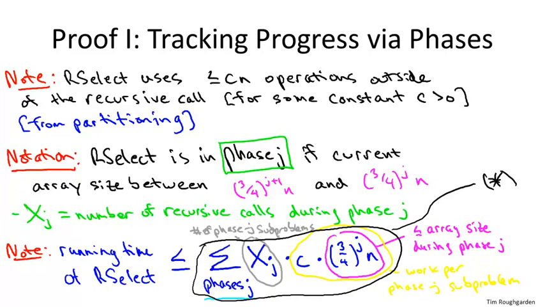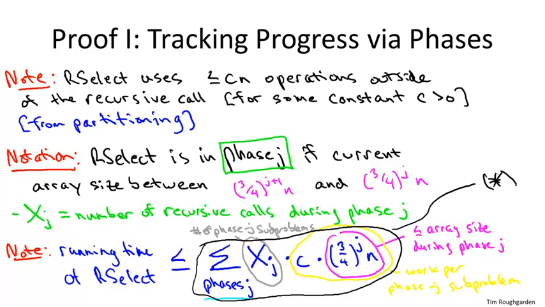Now don't forget, we're analyzing a randomized algorithm. So the left-hand side of this inequality, the running time of rselect, is a random variable. That's a different number depending on the outcome of the random coin flips of the algorithm. Depending on the random pivots chosen, you'll get different running times. Similarly, the right-hand side of this inequality is also a random variable, because the xj's are random variables. The number of subproblems in phase j depends on which pivots get chosen. So to analyze, what we care about is the expectations of these quantities, their average values.